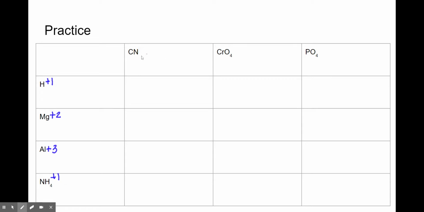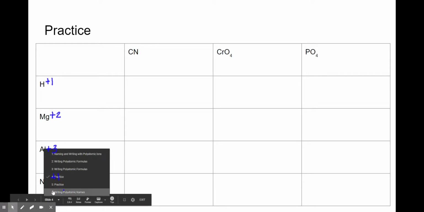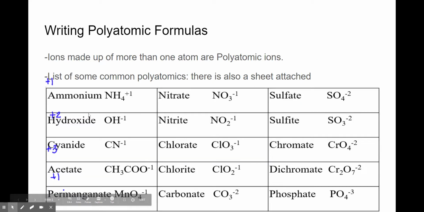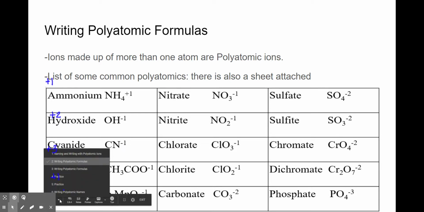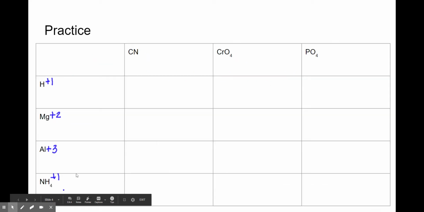Next, I have my anions up here. So these are all my cations because they are positive. My anions are on the top. I have CN, which is cyanide. I'm going to go back and check that out. CN, cyanide, is right here, -1. So I'm going to write -1.